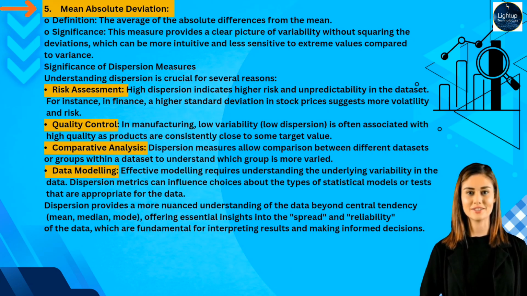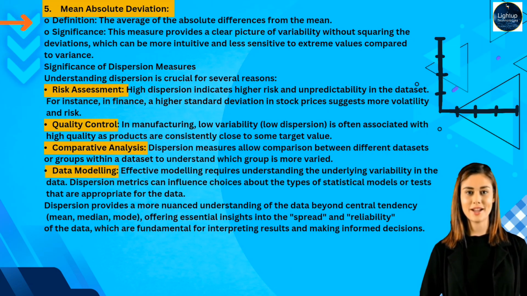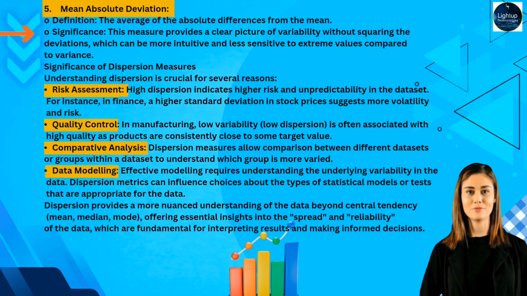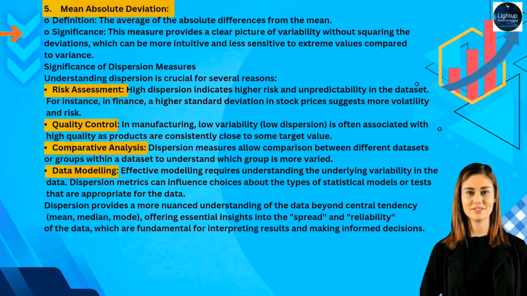5. Mean absolute deviation. Definition. The average of the absolute differences from the mean. Significance. This measure provides a clear picture of variability without squaring the deviations, which can be more intuitive and less sensitive to extreme values compared to variance.